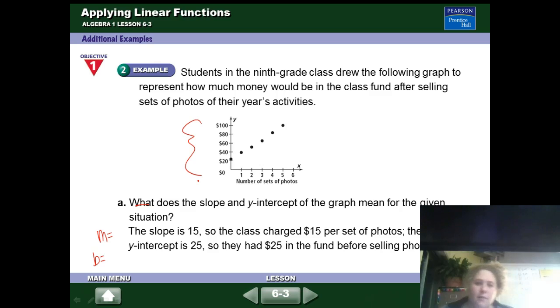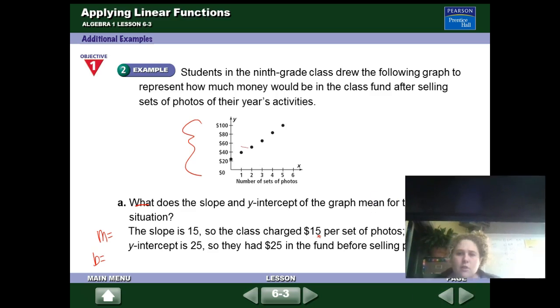Alright, you should have found the slope is 15. So we rise 15 over 1, rise 15 over 1. And what does that represent? The class charged $15 per set of photos.